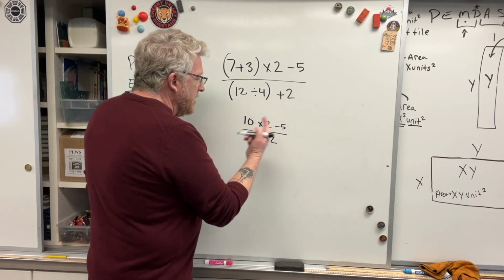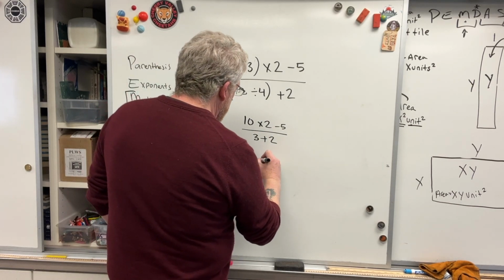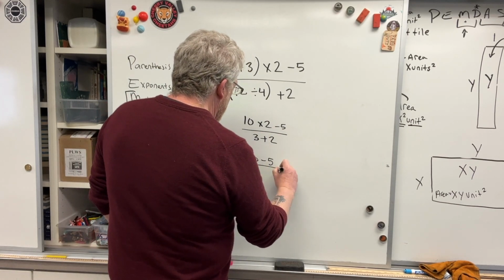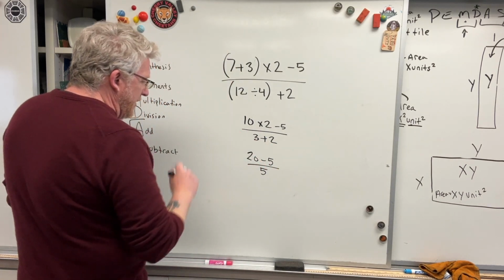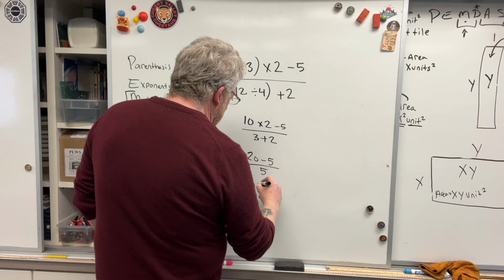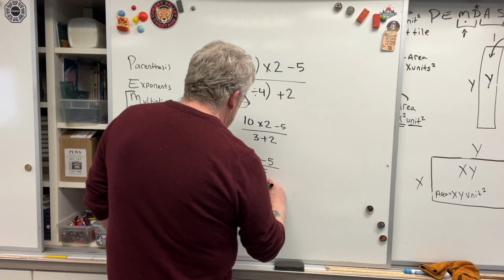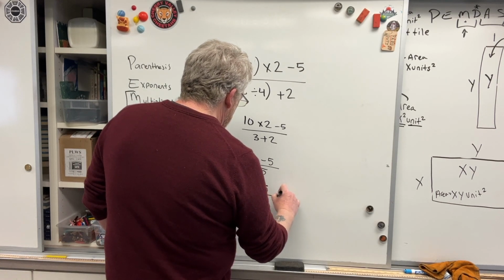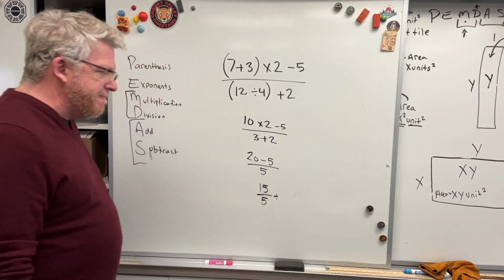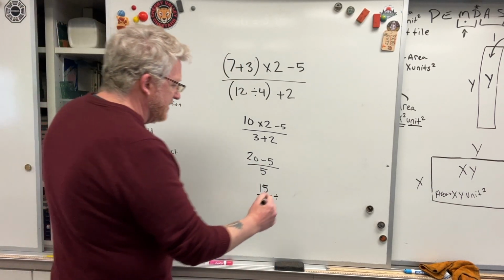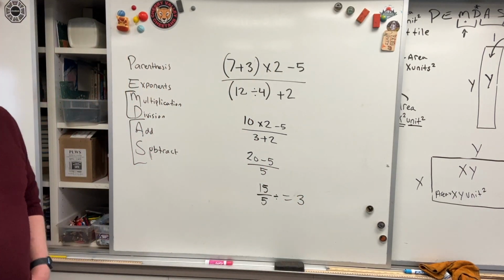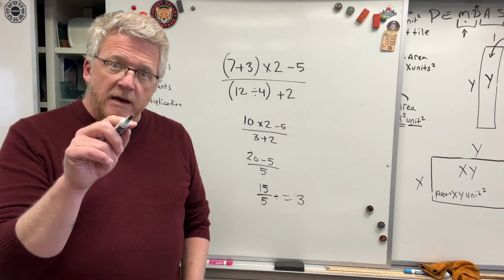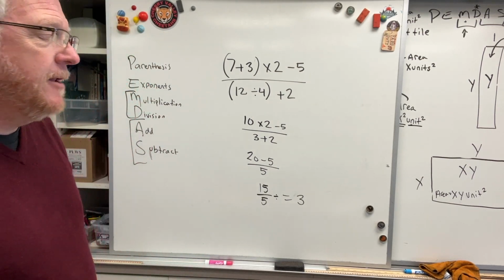But here we are, 10 times 2 is 20, minus 5 over 3 plus 2 is 5. Then I'm going to simplify my last thing that I got there. I'm going to have 20 minus 5 is 15 over 5, remembering that this fraction bar means divided by. 15 divided by 5 is going to equal 3. 3 is our final answer. Did you do it right? Is that what you got? Did you get 3 there? I hope you did.